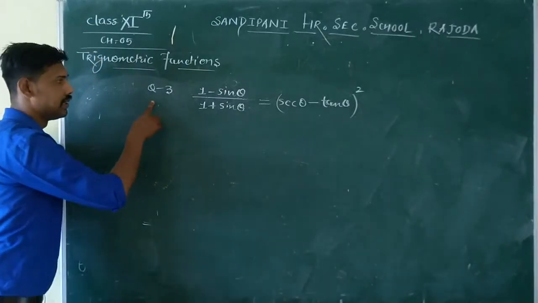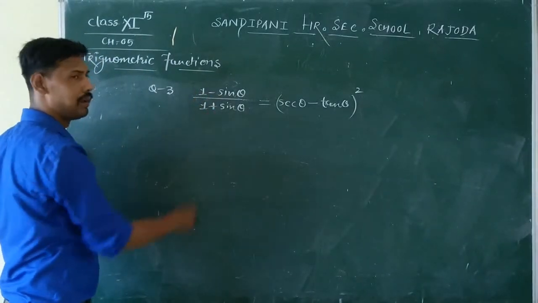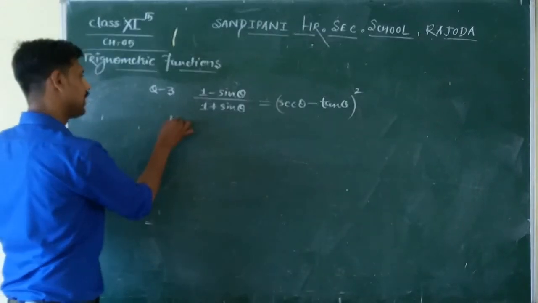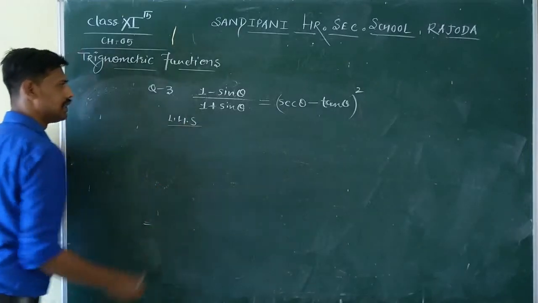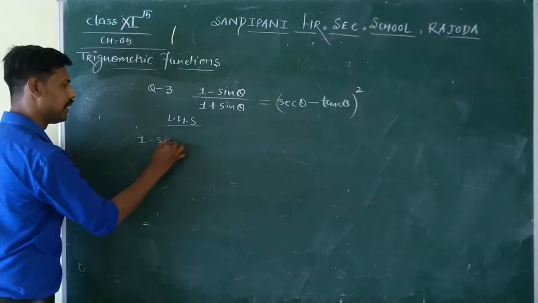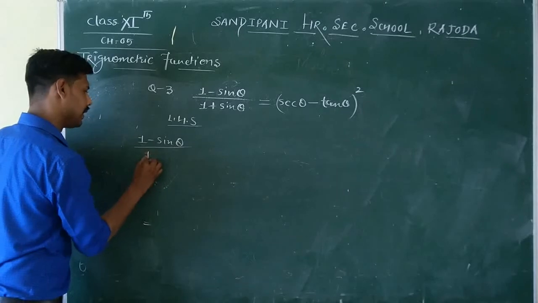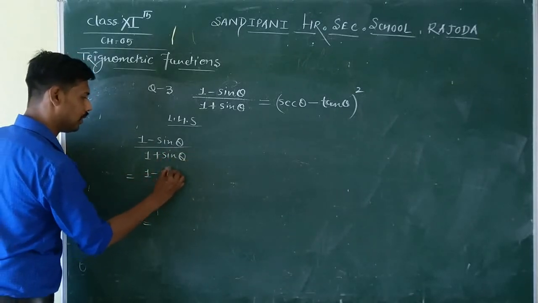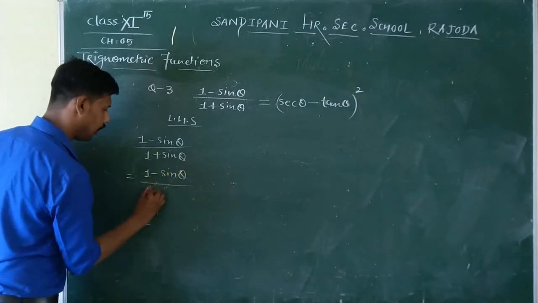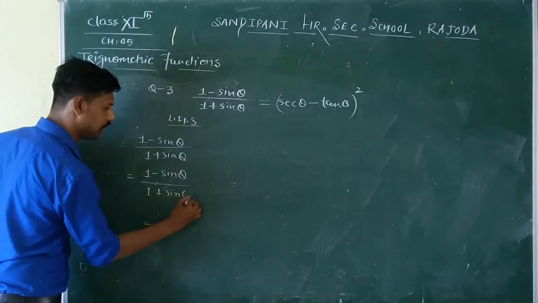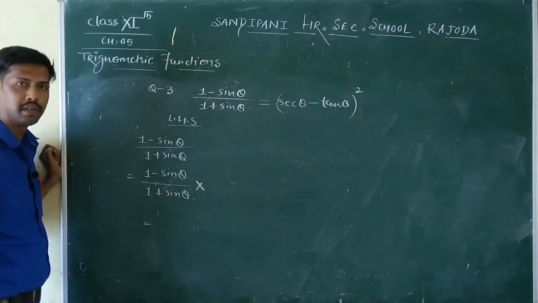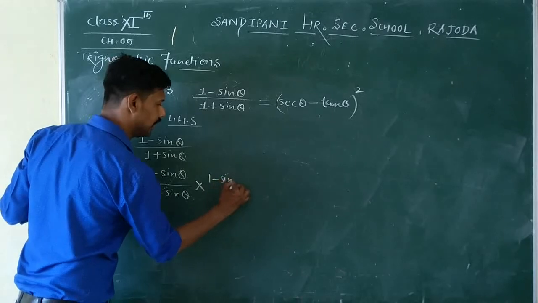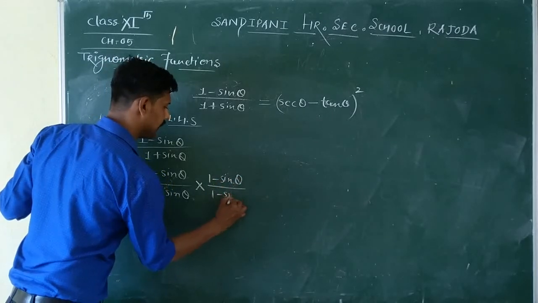Student, in question number 3 we have to prove that 1 minus sin theta whole by 1 plus sin theta will be equivalent to sec theta minus tan theta whole square. Now we take LHS. What is the meaning of the LHS? 1 minus sin theta whole by 1 plus sin theta. In the case of the numerator and denominator, what will we do? Just rationalization. How many types of rationalization are possible? Two types: rationalization of numerator and rationalization of denominator. We take ROD, that means 1 minus sin theta whole by 1 minus sin theta.